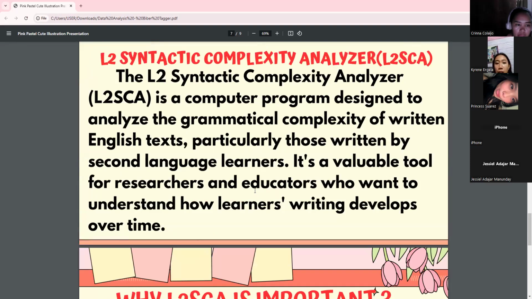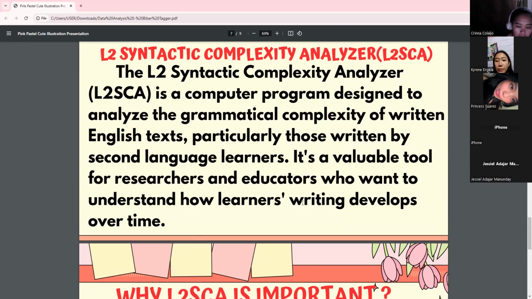So the next topic is the L2 Syntactic Complexity Analyzer, or L2SCA. The L2SCA is a computer program designed to analyze the grammatical complexity of written English text, particularly those written by second language learners. It is a valuable tool for researchers and educators who want to understand how learners' writing develops over time. Next.